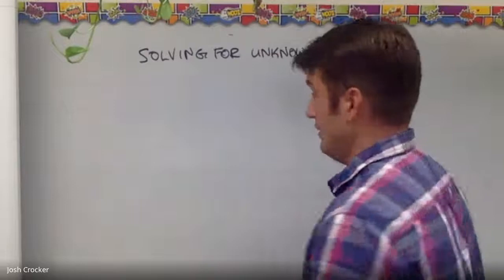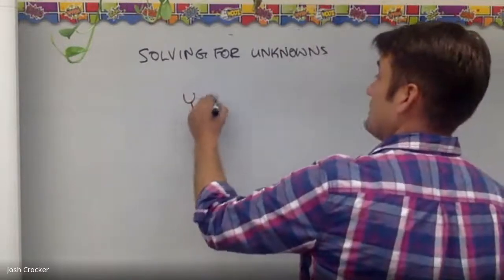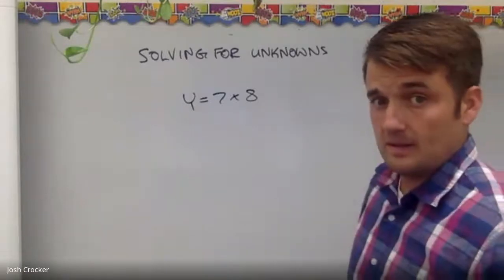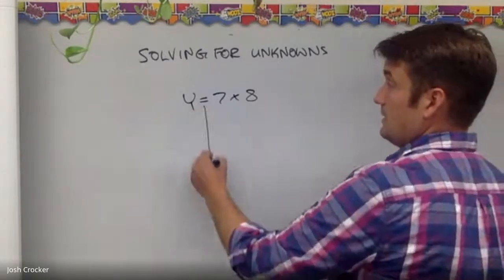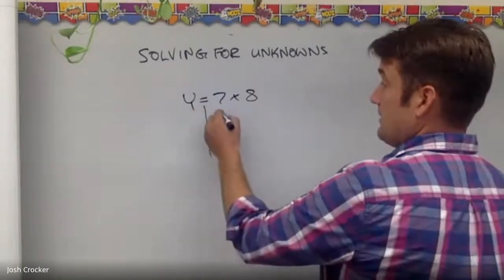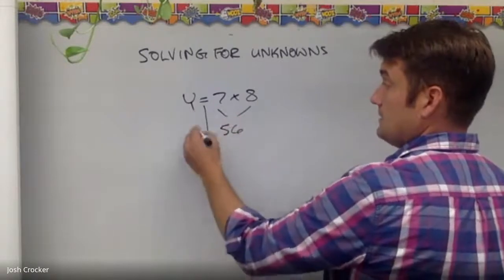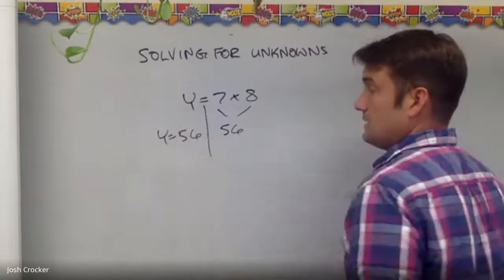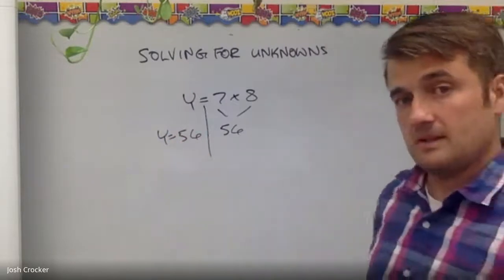Sometimes they'll be like that, or I guess I should say, sometimes they might look like this. Y equals 7 times 8. Well, same deal, right? Here's the equal sign. 7 times 8, that's 56. So y has to equal 56 to keep it balanced, okay?